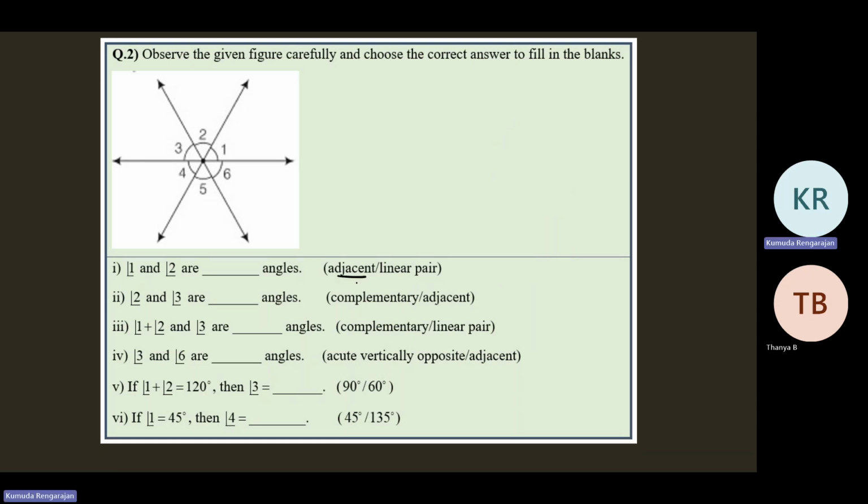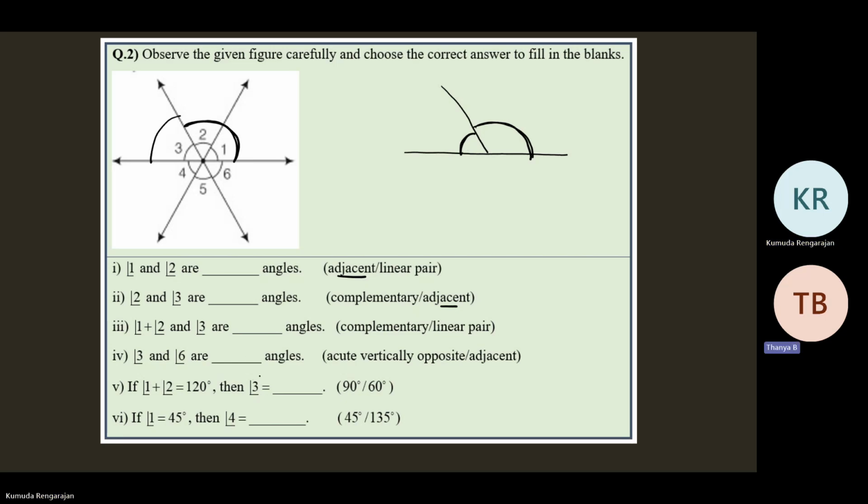Okay, so adjacent angles. Angle 2 and angle 3? Adjacent angles. Angle 1 plus 2 and angle 3. Angle 1 plus 2, so you should treat this as one angle. You should not treat it as 1 and 2, two different angles. So this one angle, which is 1 plus 2, and angle 3. See that figure separately. This is 1 and 2, and this is 3.